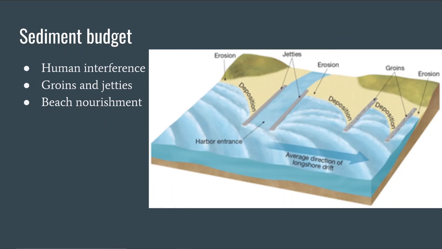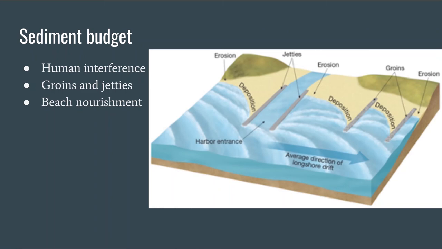So we have this average direction of longshore drift, and by putting a series of groins along the beach, the sediment gets stopped from moving completely out of the system. So it stays stagnant in the sediment budget instead of being lost from the budget. So these groins are intended to keep sand in an area. Then we also have jetties.